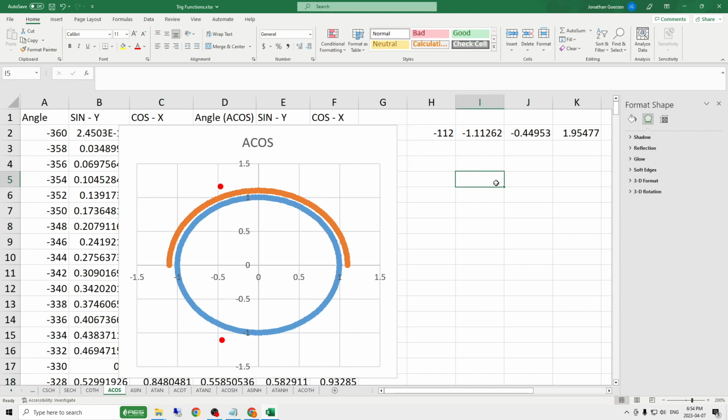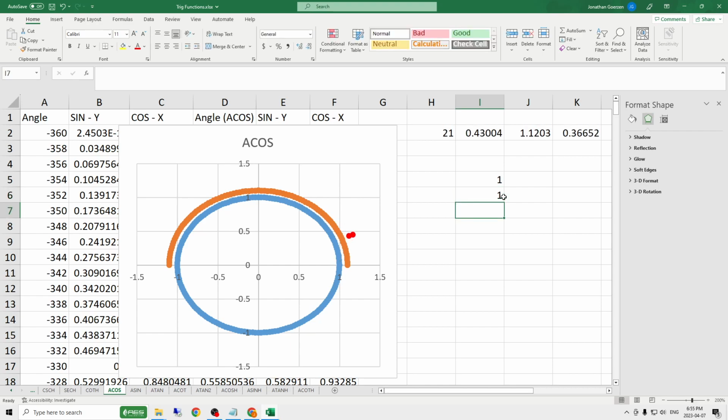I have a random angle generator to also show this. You can see that any angle that ends up outside of the positive y space, so anywhere in quadrants 3 and 4, taking the cosine and then the arc cosine returns an angle in quadrants 1 and 2.